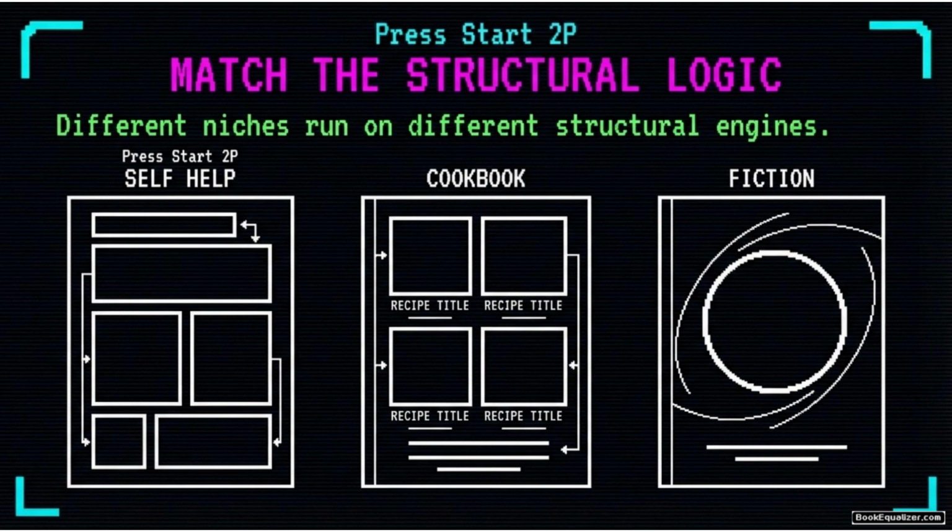Fiction uses central focus, a strong evocative image in the center. Everything else supports that emotional anchor. These aren't arbitrary. These are structural conventions that match how the content is consumed. A cookbook that looks like a thriller confuses people. A self-help book that looks like literary fiction won't convert productivity seekers. Match the structure to the niche. And again, those top 5 bestsellers you captured, they'll show you exactly which structural pattern dominates your category.